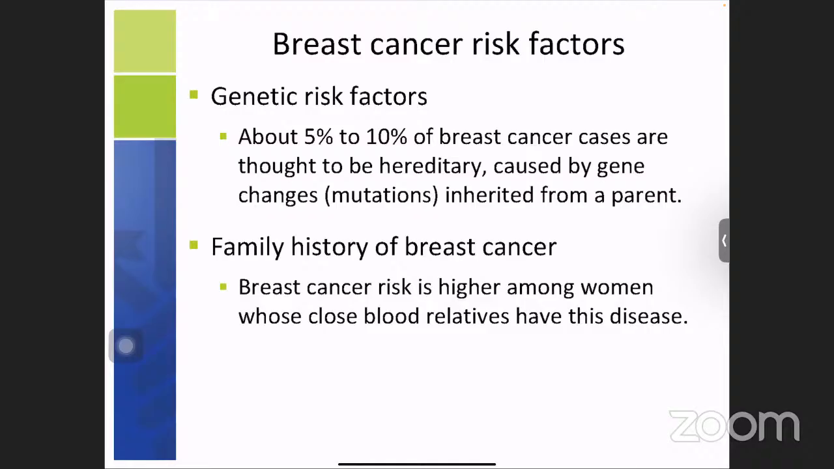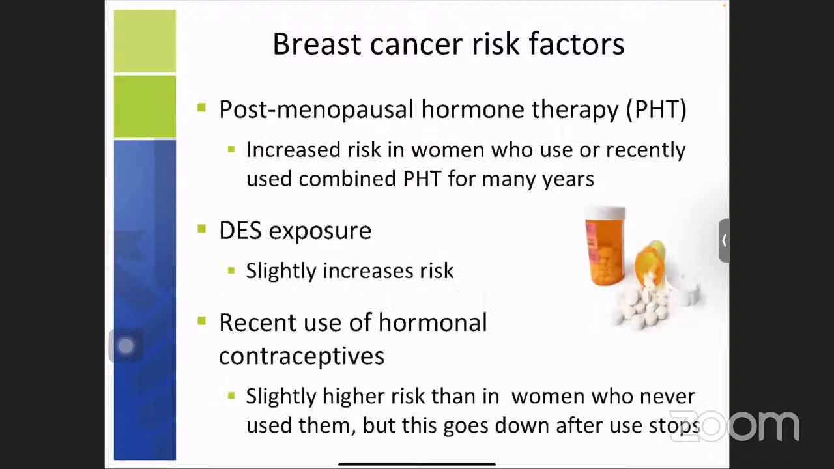So this can be due to genetic causes. 10 to 15% of cases are gene related, maybe hereditary or sporadic cases. So what is familial cancer? The breast cancer risk increases in females whose close blood relatives have the disease. In that case, there are special recommendations to screen that population.